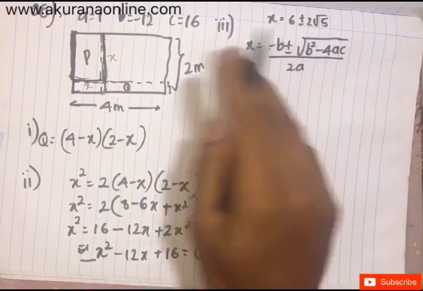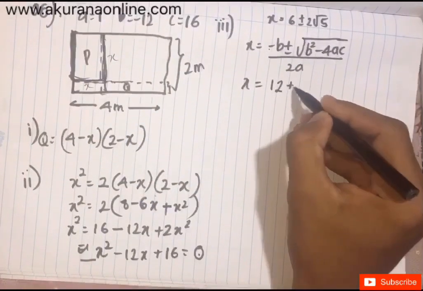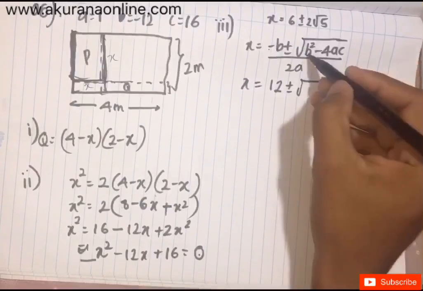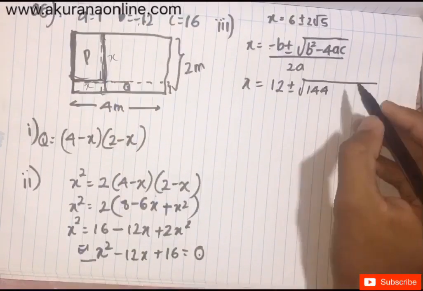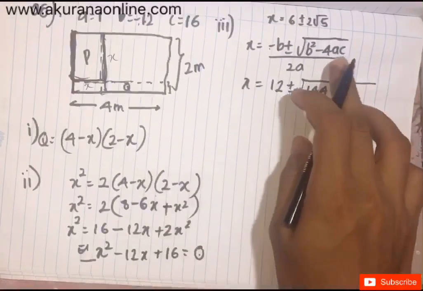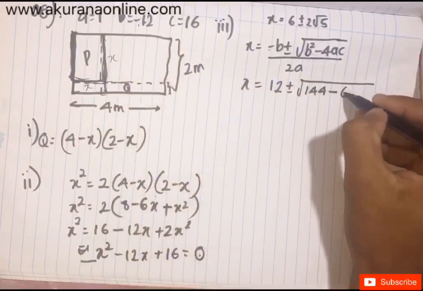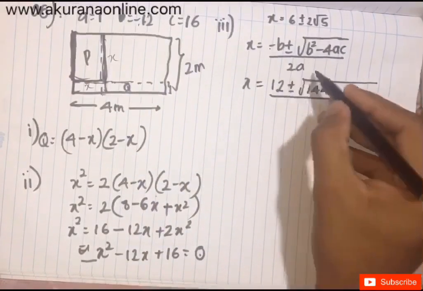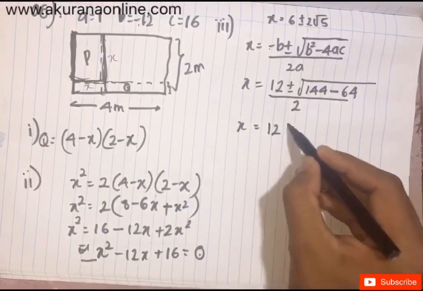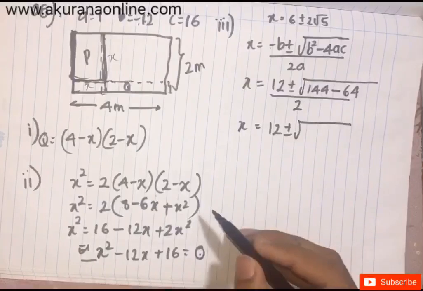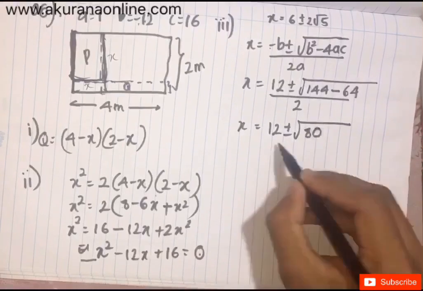Now let me substitute. This is already minus, therefore this is also minus. Minus into minus will give you plus, therefore plus 12 plus or minus the square root of b squared, minus 12 into minus 12, that will give you 144, minus 4 into ac. a is 1, c is 16. Therefore 16 into 4 will give you 64. 2 into 1 is 2. Now x is equal to 12 plus or minus the square root of 144 minus 64, that will give you 80, over 2.